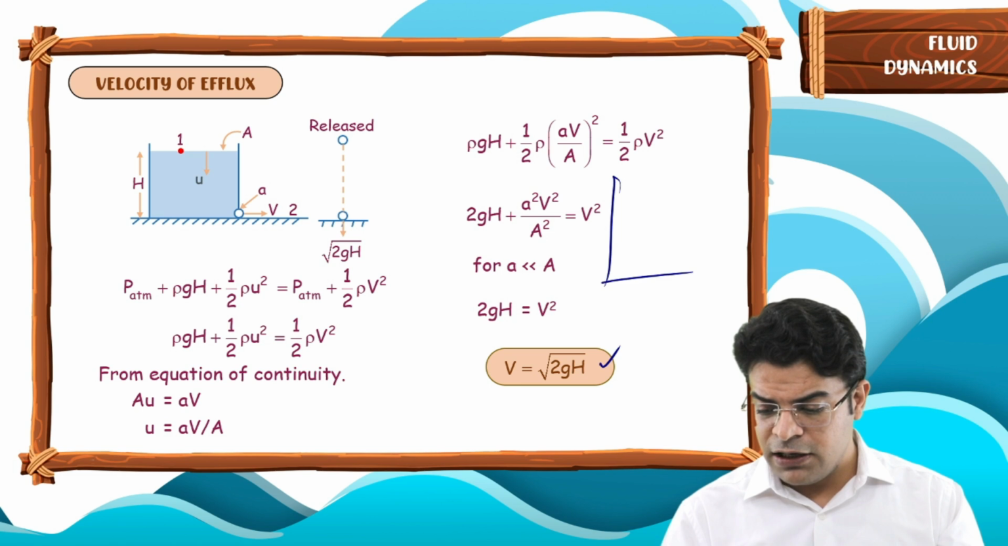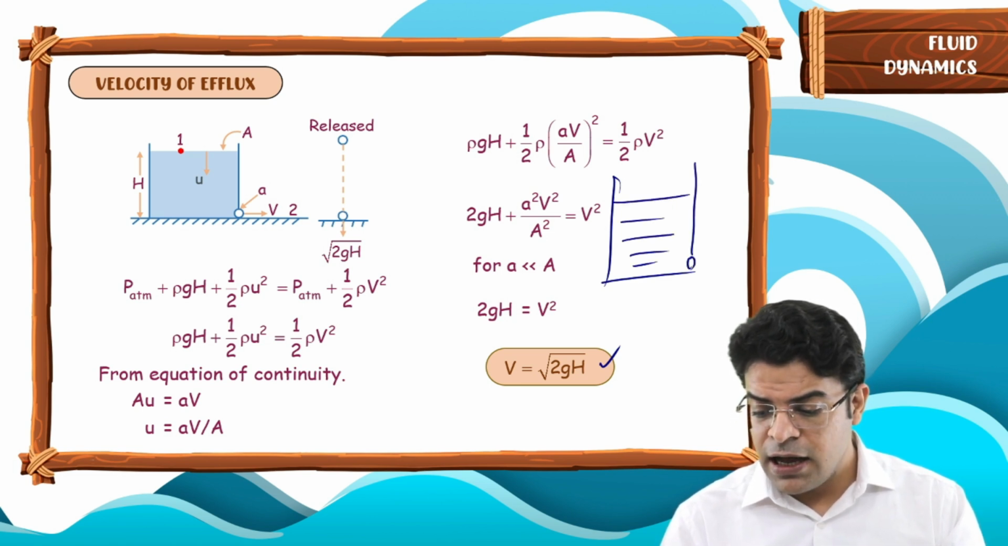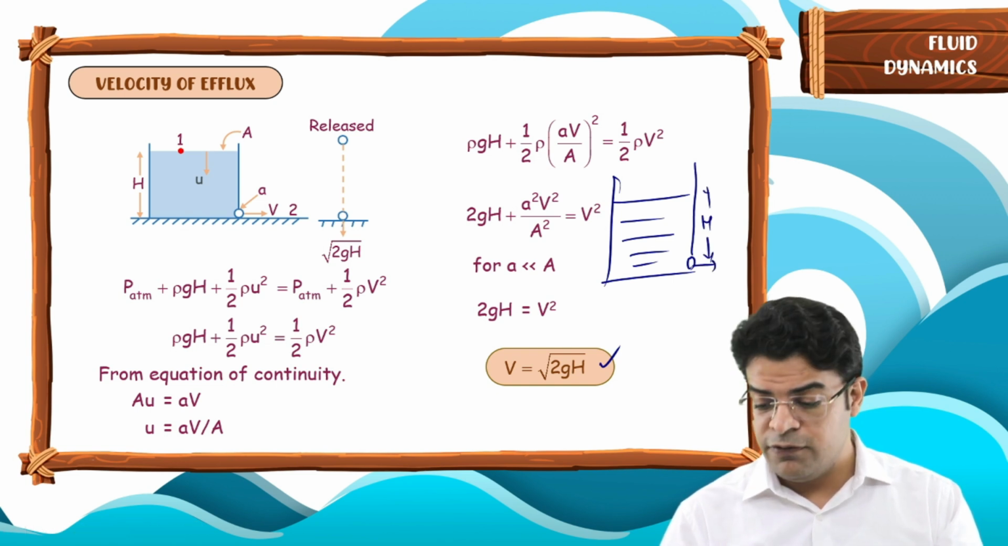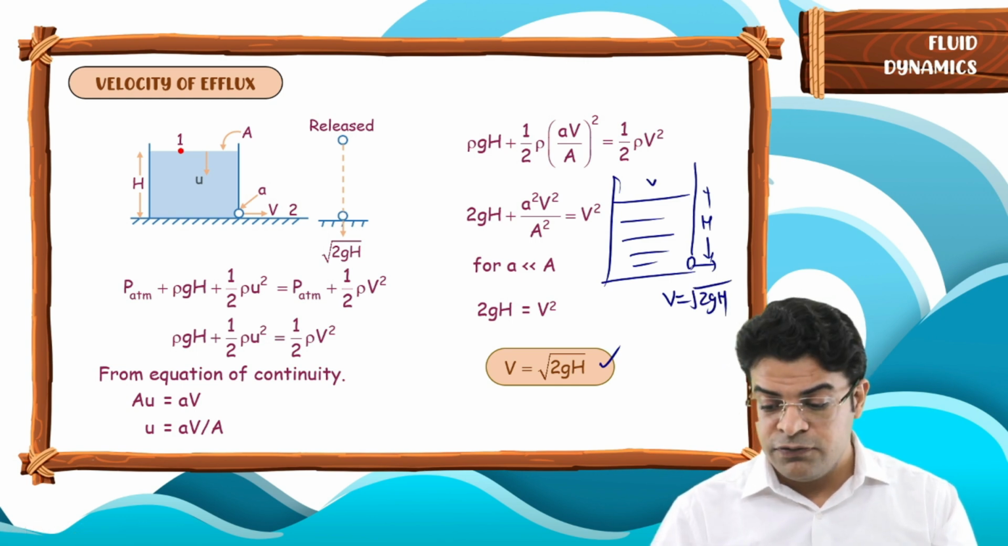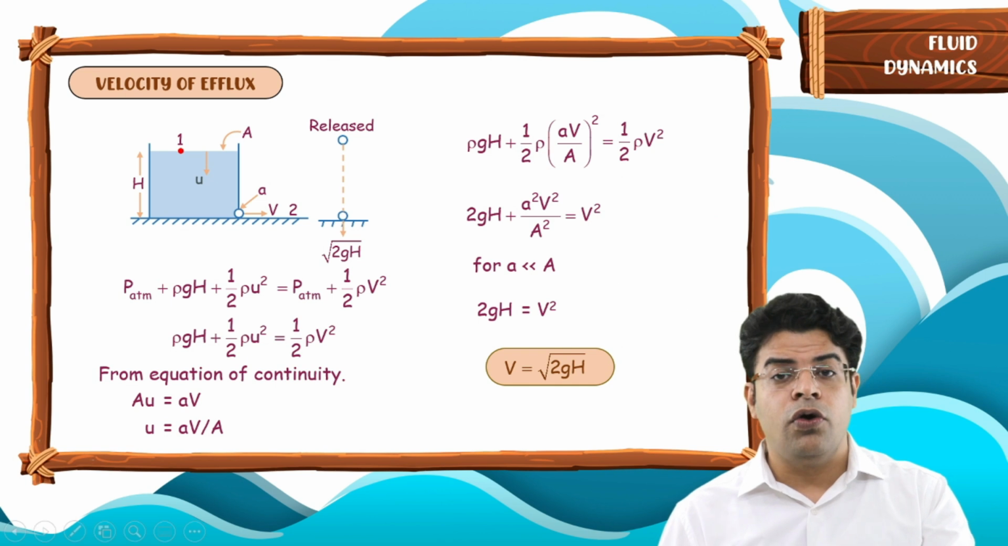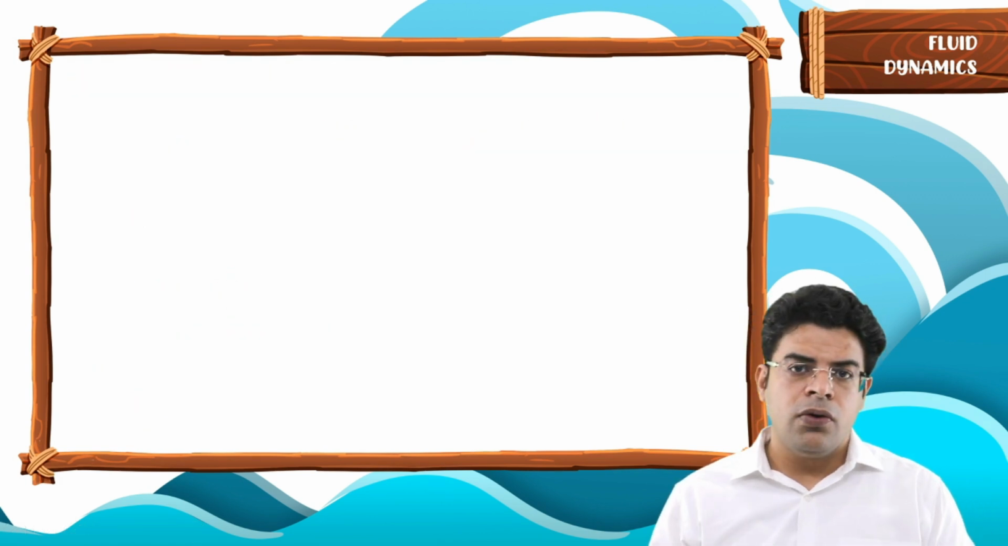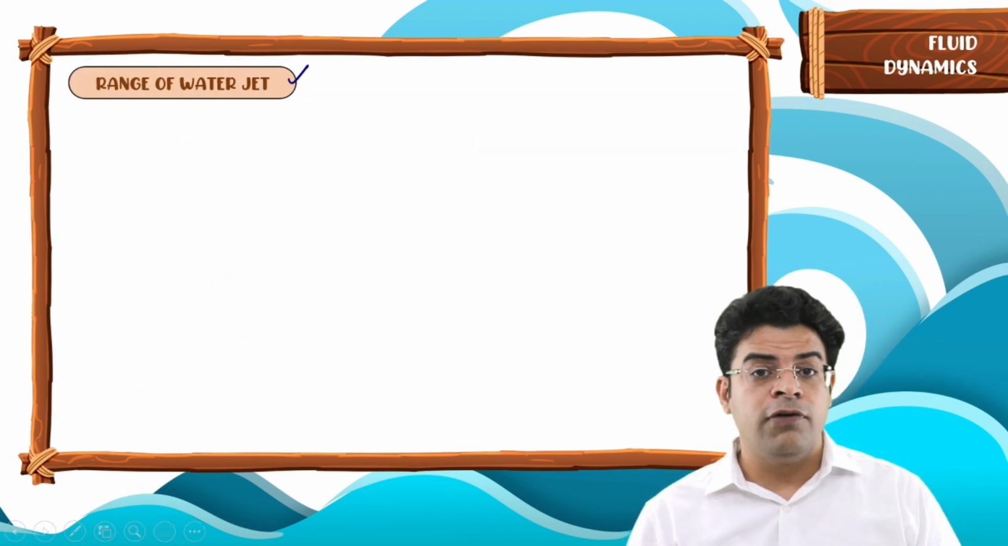So if you have a tank, and you have an orifice at a height h below the top layer, then the speed with which the fluid will come out is given by root 2gh, given that the area of the tank is way larger than the area of the orifice. So now let's talk about the range of the water jet.